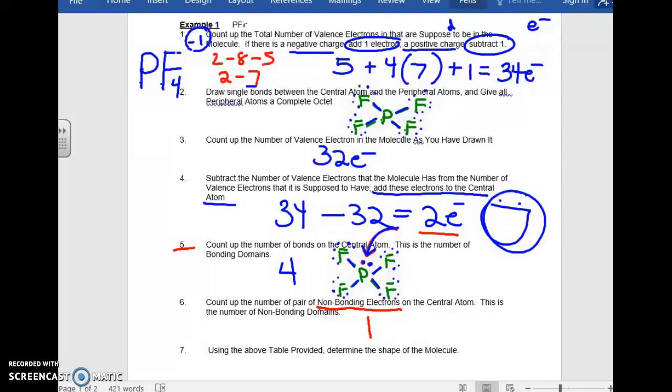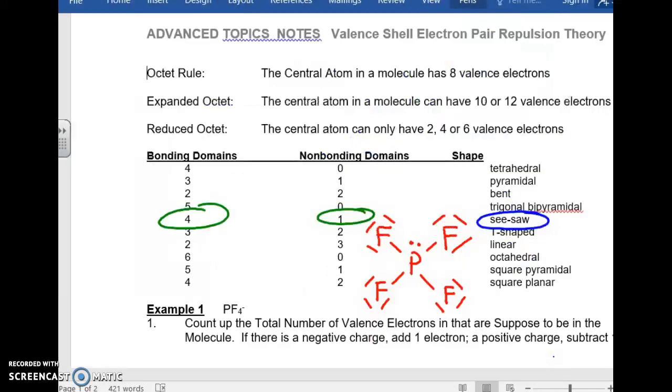So I'm going to go to my table and look up 4 bonding domains and 1 non-bonding domain. And I'm going to see what shape I see. And that shape is a seesaw shape.